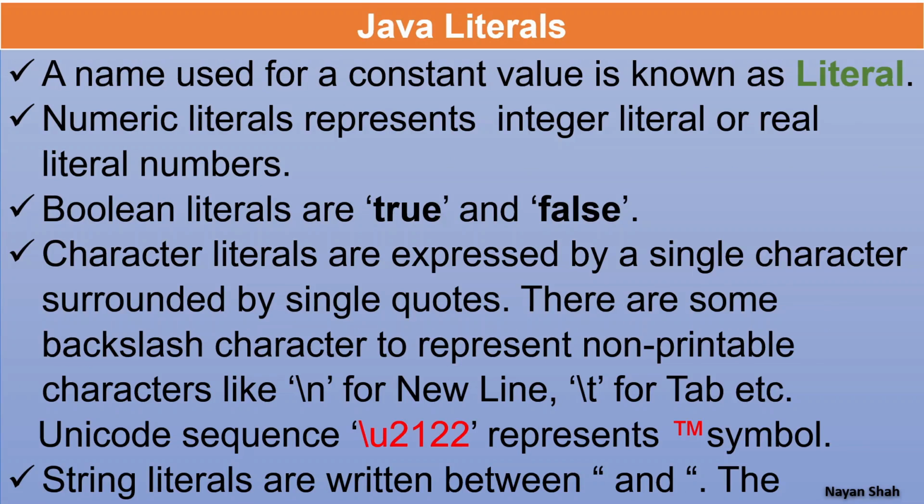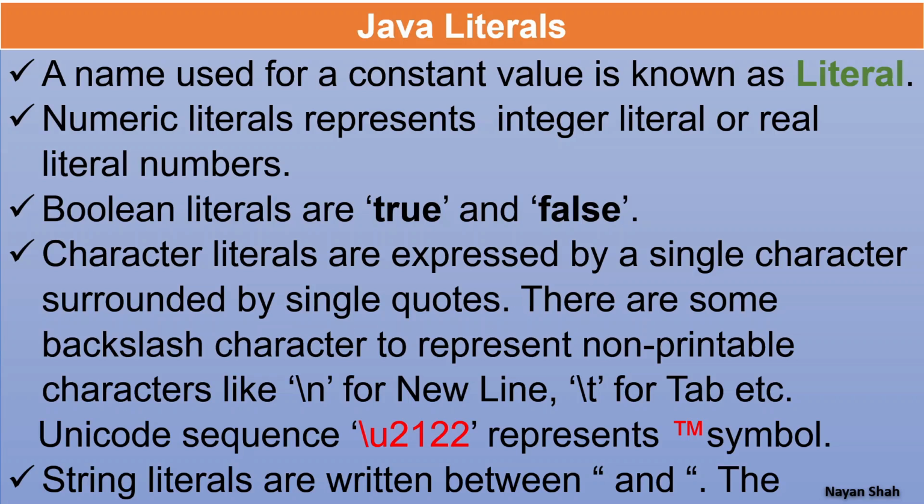Literals, Java literals. Literals means constants. A constant which does not change throughout the program, it remains as it is. That is called a literal. And Java has 4 different types of literal. As you can see in the next 4 points: numeric literal, boolean literal, character literal and string literal. Numeric literal is used to represent either an integer constant or a real constant, that is a number without decimal point and a number with decimal point. Boolean literal, as we know, can represent either true or false, nothing other than that.